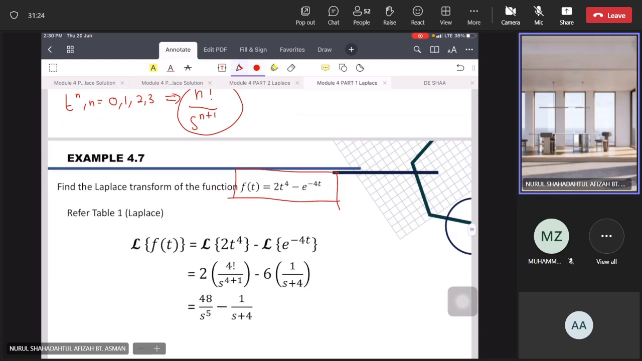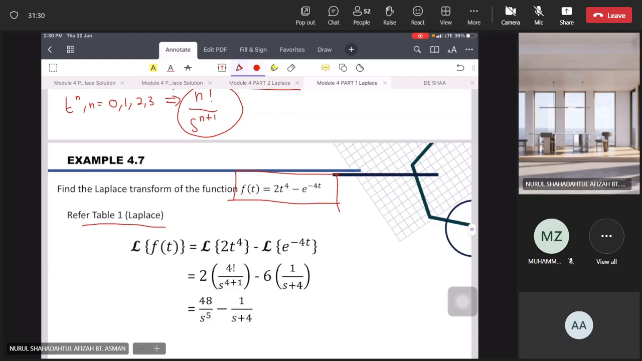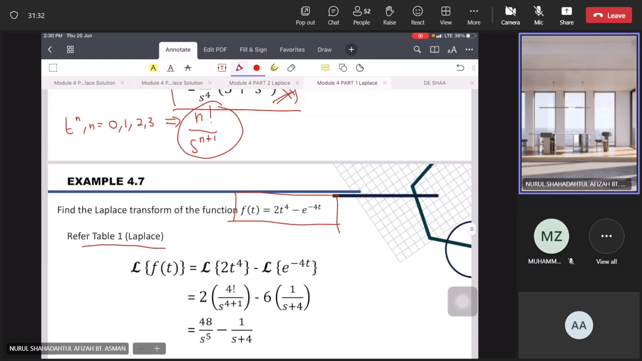So by referring to the table, which is this one, n over s to the n plus 1. So our n is 4, so it is 4 plus 1. So this one will bring it outside the number, the 2.